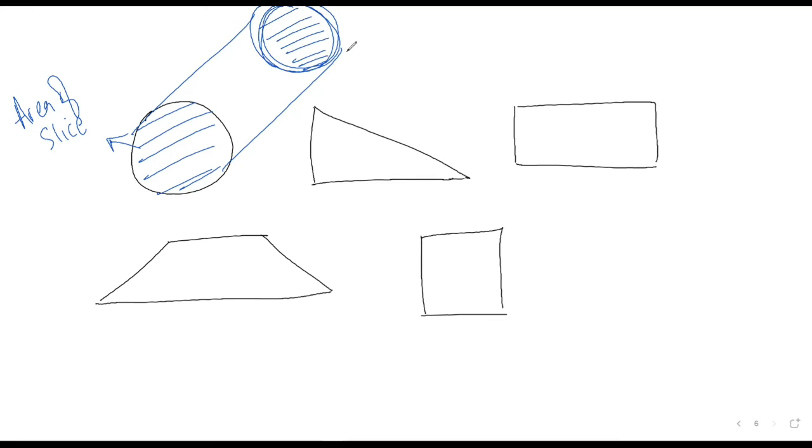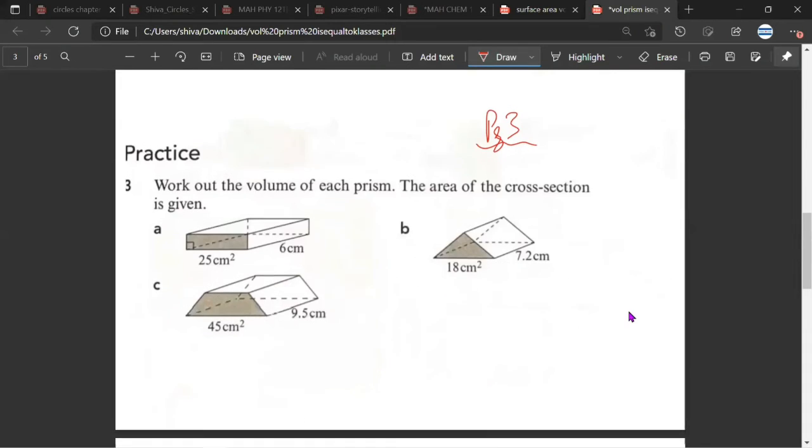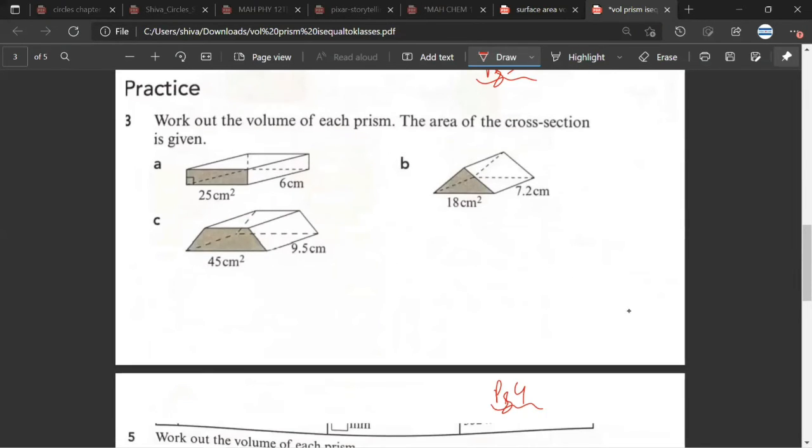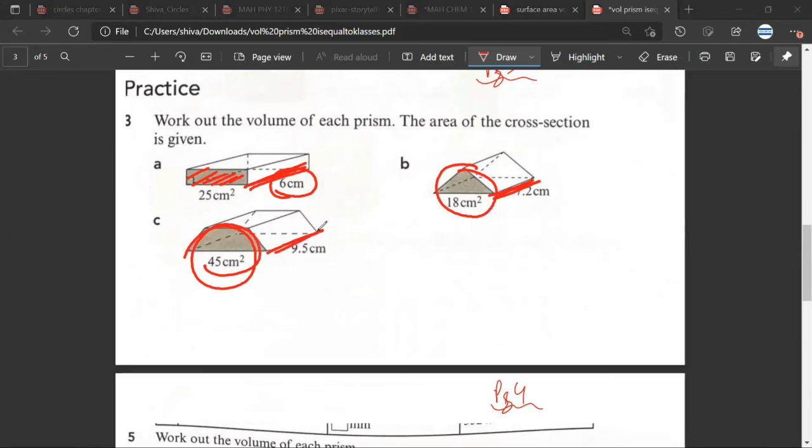Yes, sir. Mr. Sarthak, any doubt? No, sir. So the logic is pretty obvious. Let me show you page number 3. Here also, they have given you the area of cross section, just multiply it with this side. Area of cross section is given, multiply by side. Any doubt? No doubt, sir.